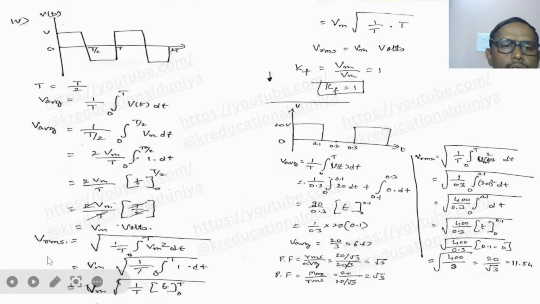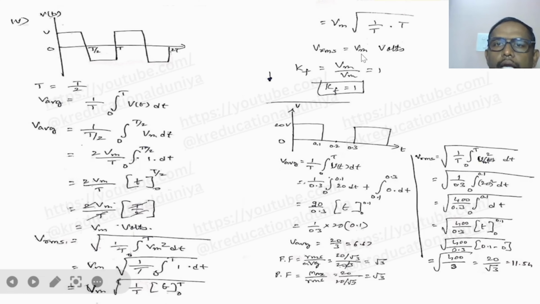In the same way, Vrms is equal to under root 1 by t integral 0 to t Vm square dt. So Vm into under root 1 by t, 0 to t, 1 dot dt. 1 square is 1 only. So here Vm into under root 1 by t, applying the limits 0 to t, the value will be Vm under root 1 by t into t.